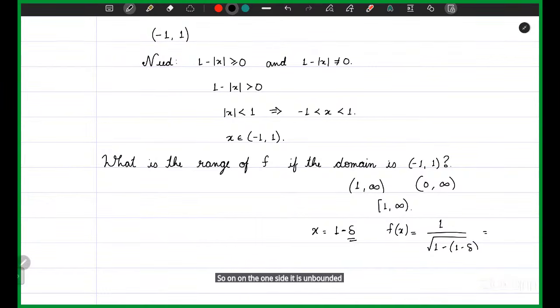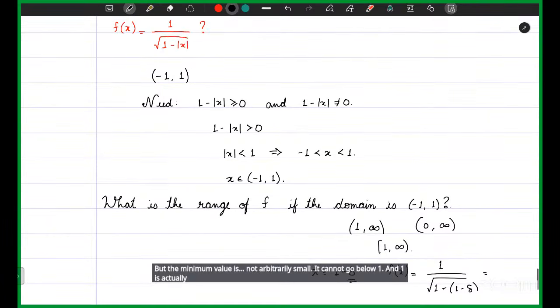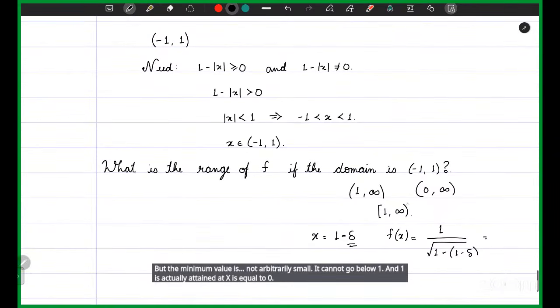It can take as large a value as you want, but the minimum value is not arbitrarily small. It cannot go below 1. And 1 is actually attained at x equal to 0. So this is the correct answer.